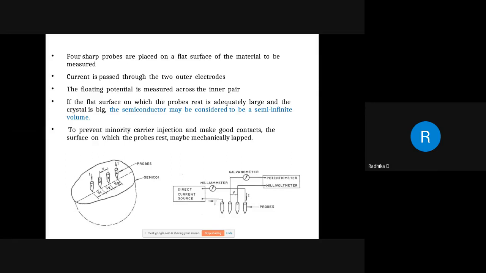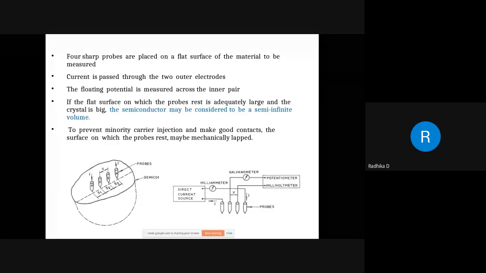Because of the way you kept the probes and maintain the distance, you will be able to give a constant current between probe number 1 and probe number 4. That means the outer probes, which are like outer electrodes. So through the outer probes you can give current.